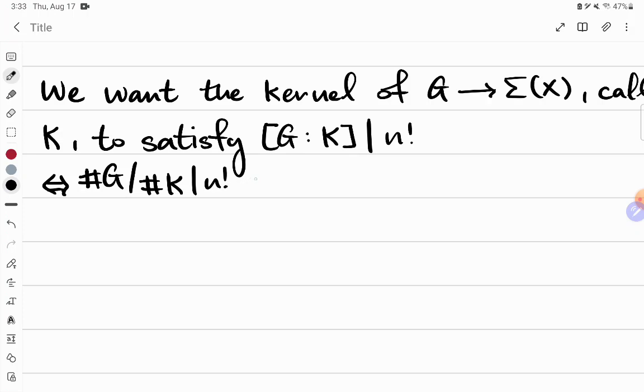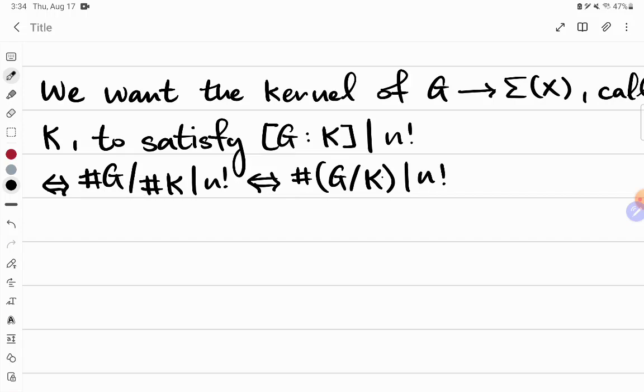And this, of course, happens if the order of, let me put this in parentheses, the quotient group G mod K has order that divides n factorial, right? You just divide the orders of the group by the normal subgroup. Okay, so now how do we ensure that the order of this quotient group divides n factorial?